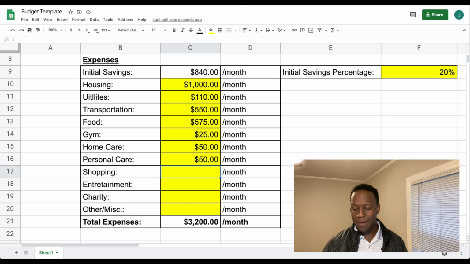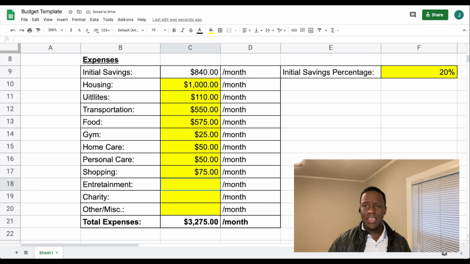Shopping, for this example, I'll just use $75 a month. Again, this part of my budget usually doesn't fluctuate very much either for me. But if it does for you, you put like a 10 to 15% addition onto it just to make sure that you're good. Entertainment, again, for me, doesn't really fluctuate very much.